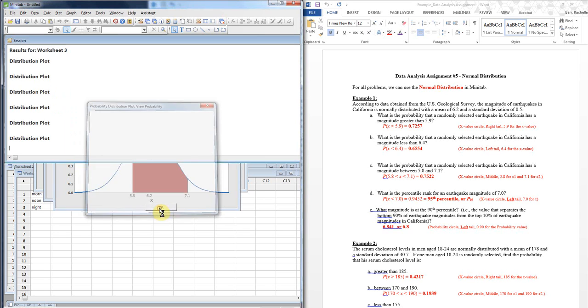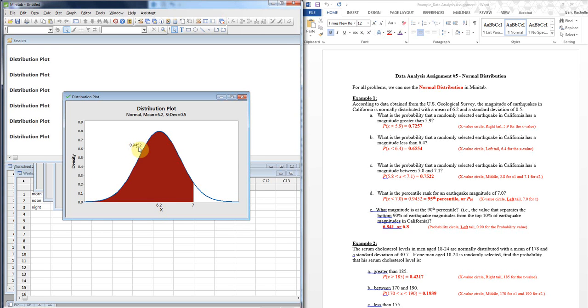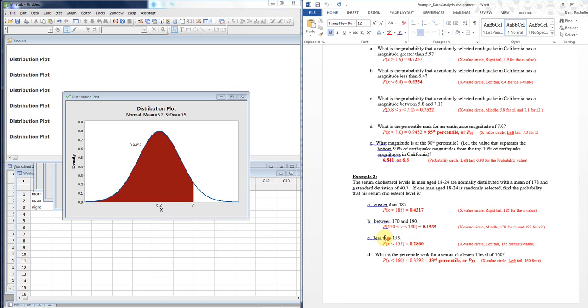And we'll hit OK. And we get a little bit above 94. So the weird thing about percentiles is we only rank them as the first 2 percentages. So we would round this up and call it the 95th percentile. Fun times. All right. So now let's find what magnitude is at the 90th percentile.